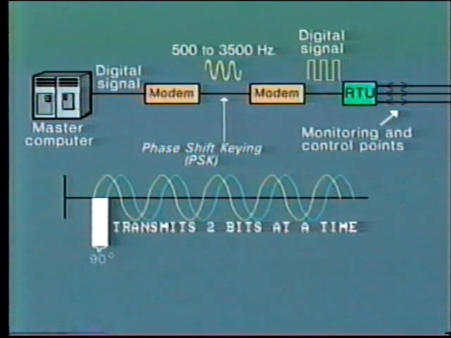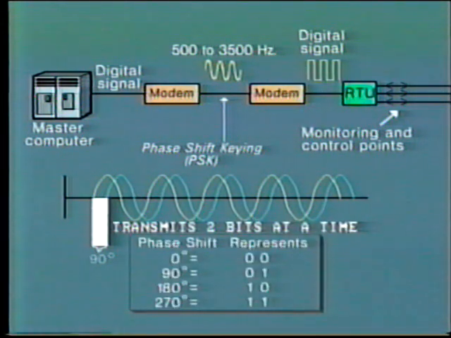In fact, this system can be configured to transmit 2 bits at a time. For example, when the phase angle is 0, this is taken to represent the digits 0, 0. At 90 degrees, it represents 0, 1. 180 degrees represents 1, 0. And 270 degrees represents the digits 1, 1. Because each transition represents 2 bits, this method will transmit information twice as fast as simple FSK or AM.